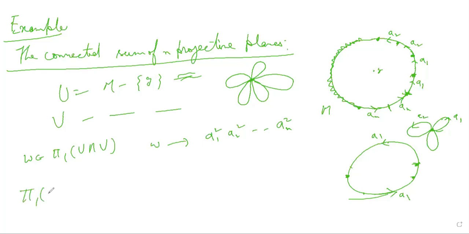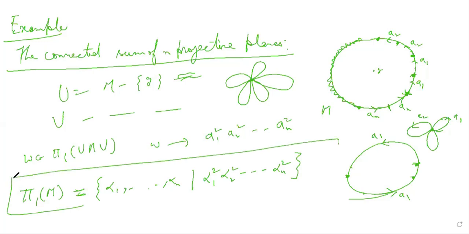So basically what we have: alpha 1, alpha 2, and so on, alpha n will be the generators, and there will be only one relation, alpha 1 square, alpha 2 square, up to alpha n square, equal to identity. So this is the fundamental group of the connected sum of n projective planes.